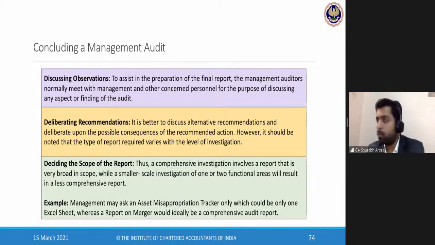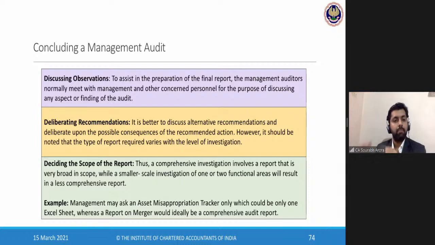So it depends upon who is asking what from the management auditor. Maybe only the fixed asset department head, who is a part of the management, is asking the management auditor for the audit of the asset misappropriation tracker. So they will report to that person only in the form of an Excel sheet or whatever report format the auditee desires. So this should be discussed with the auditee as well. What is the format that they desire?